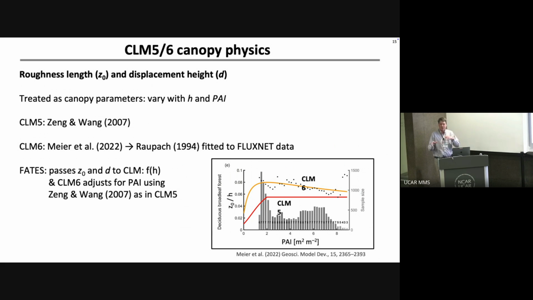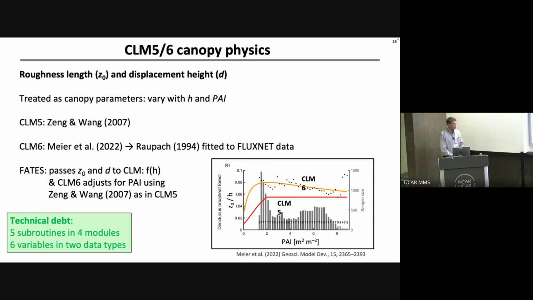So this is like a hybrid mashing or whatever of everything. But the point I want to make here is I actually tried to figure this out, and thanks to Adriana and Eric for helping me try to figure this out. What I could figure out is to do all this stuff, it's 5 subroutines in 4 different modules, and there are 6 different variables and 2 different data types. And it was hard to figure out what's going on. If you really want to see it, I have a flow chart of what's going on at the end, but I'm not going to show that.